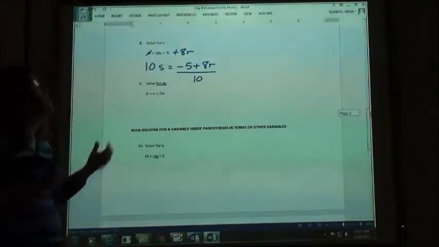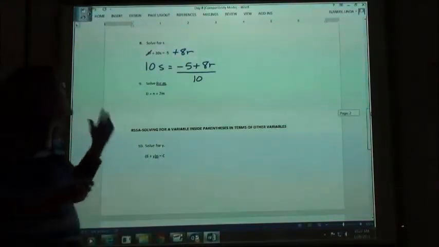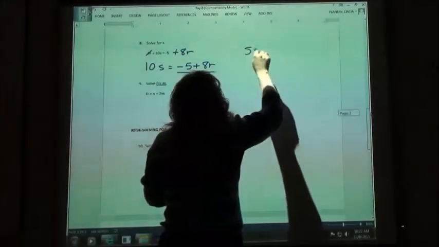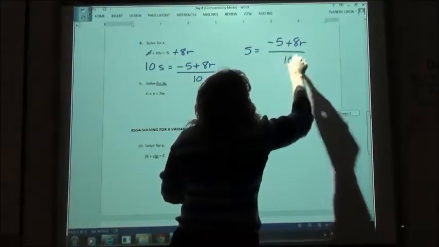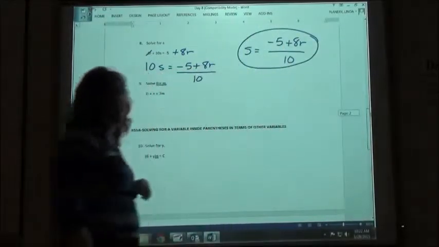If I would separate it into two separate fractions, I'd have negative 5/10, which I could then put as negative 1/2, and then I'd have 8/10 r, which I could rewrite as 4/5 r. So it's just more work. So I usually just leave the fraction. I can't reduce it down if I leave it all over 10, and so I just leave it like that.